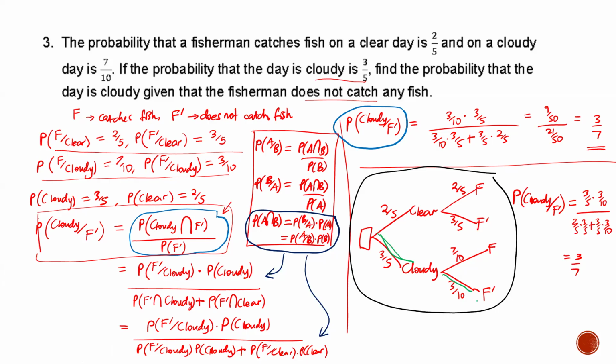That path right there. And so we multiply those probabilities to get the probability of it being cloudy and him not catching fish. And then we divide that by the total probability of him not catching fish. That's the denominator, total probability of him not catching fish. So we add all the paths that end up in F prime, of him not catching fish.